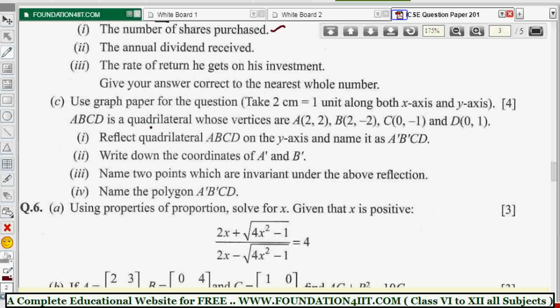This is a quadrilateral. Now the first question is: reflect quadrilateral ABCD on the y-axis and name it as A dash B dash C D. So reflection on the y-axis.